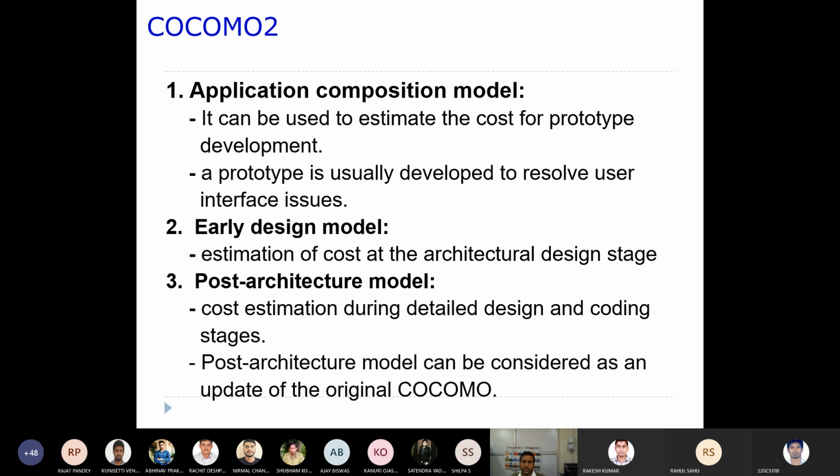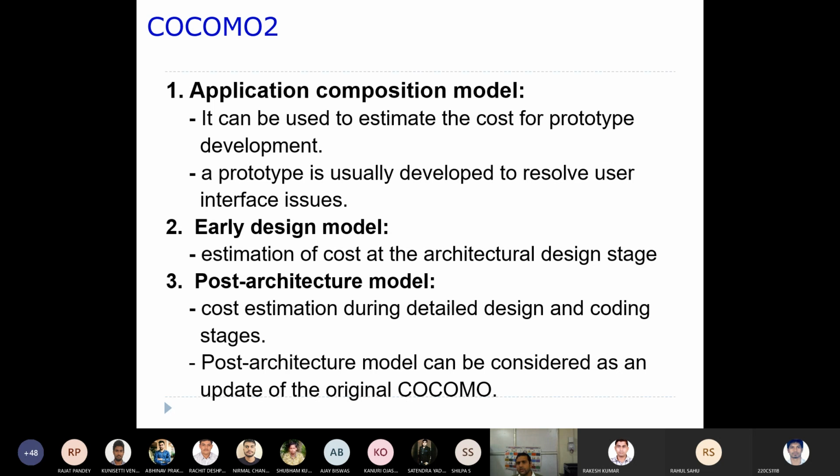A prototype is usually developed to resolve user interface issues. So here we try to address any of the risks involved as part of interfaces, because, as I told you, the main objective of COCOMO 2 is to consider the graphical user interface part. How well an interface we are going to provide to the user, and how much interactiveness we provide through graphical user interfaces, are very important as part of this development.